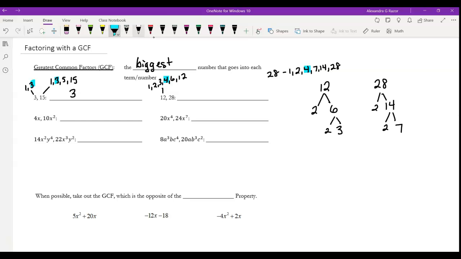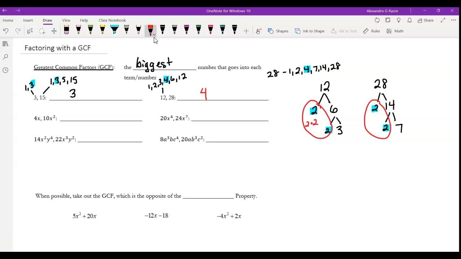And so what you do here is you notice I have a 2 here and a 2 here. I have a 2 here and a 2 here. Because I have those matching, that's my GCF, 2 times 2, because they're in both of them. And so my GCF is 4. So if you're not good at knowing what your multiples are, you can use a factor tree to find out. All right, so you have to have the biggest number in each one.